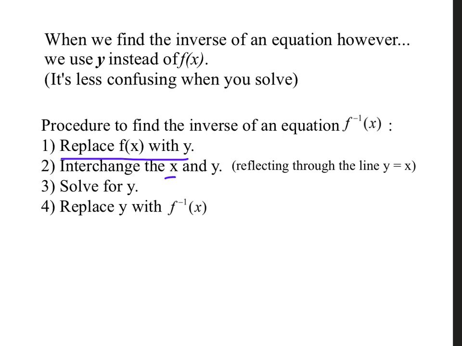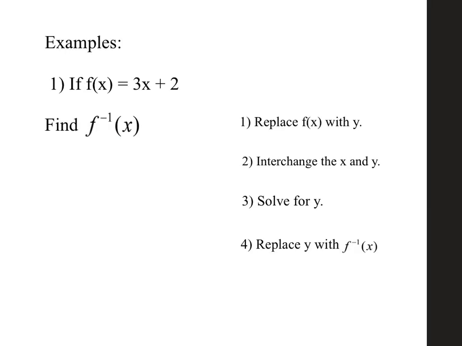Interchange the x and the y, so that means just switch, just like we did, but in this case it's the actual letters. Then we solve for y, and then we replace it with the inverse notation. It's really all the same. These 2 steps are big steps. So let's do it. Replace f of x with y. I'm going to change this to y. Again, it simply makes it easier to solve the equation if there's only 1 variable sitting here and not 2.